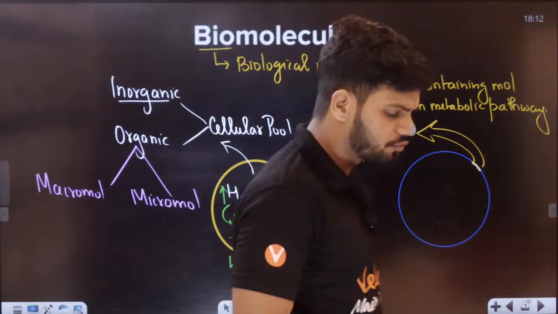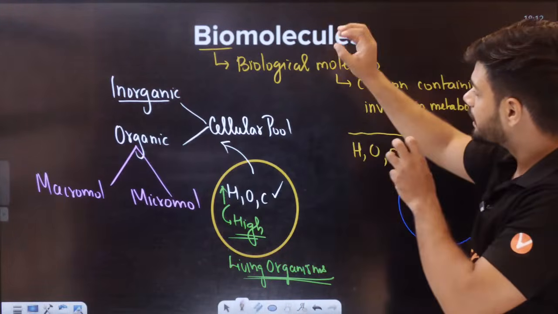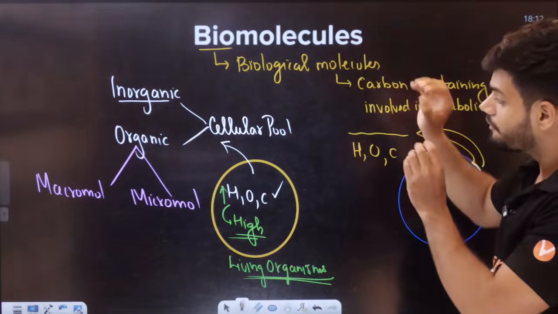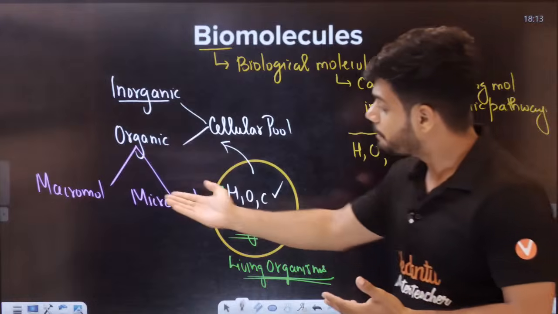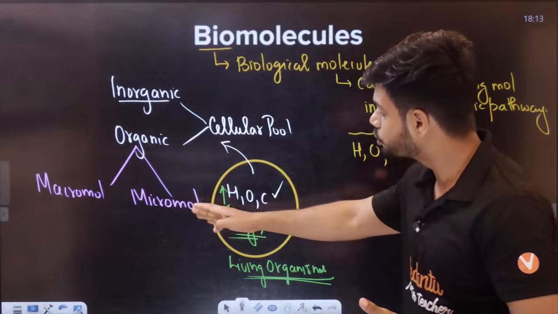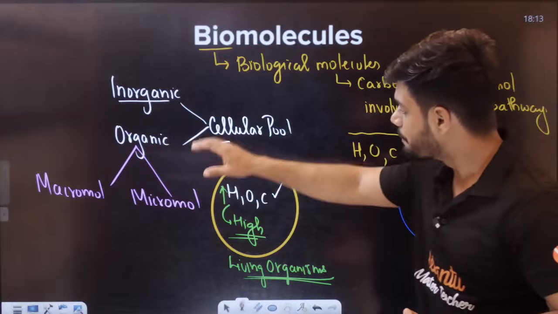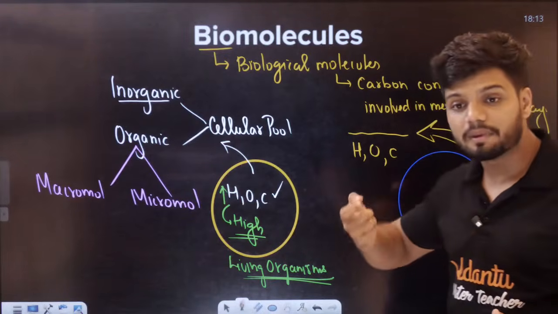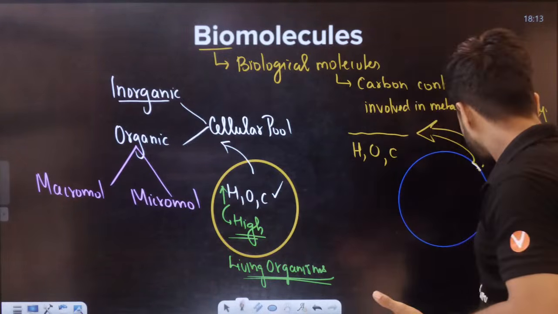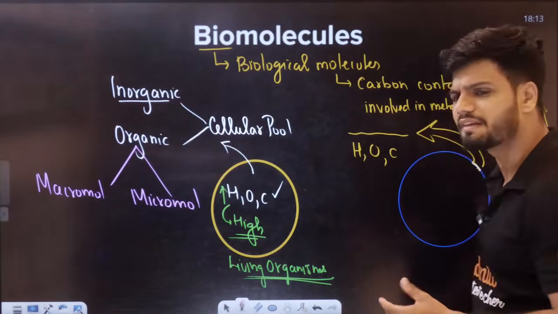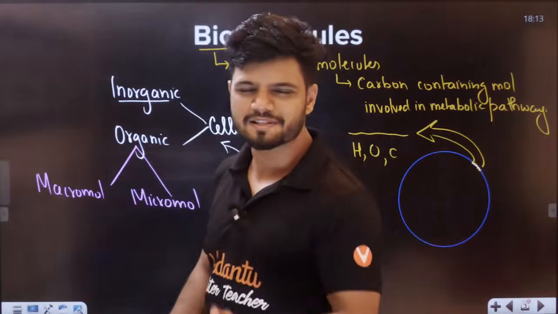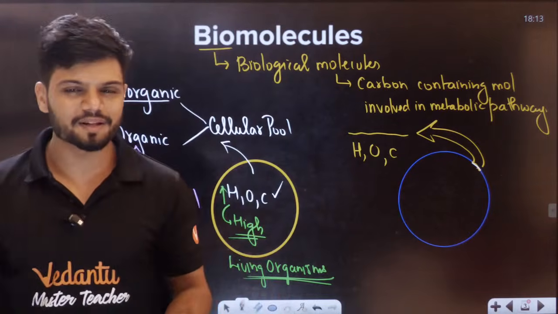Is that clear to all of you? In this biomolecules chapter, we will be studying different types of macromolecules and micromolecules, which are the organic elements present inside a cell. Now, what are these macro and micromolecules? Can you give me some examples? Anyone?